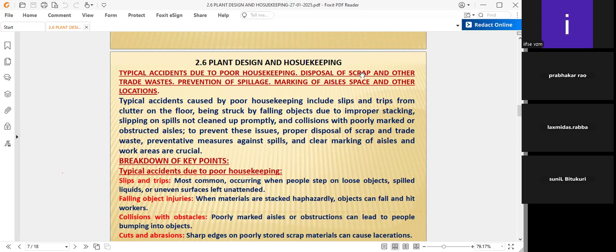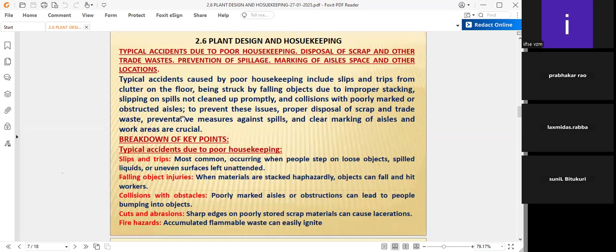Disposal of scrap and other trade waste, for example the soaked cotton waste or the waste oil or used oil. As per the PCB consent, definitely you have to dispose to the authorized dealers only. That is also we have to see. Prevention of spillage also. Marking of vessels, space and other locations also will be important.